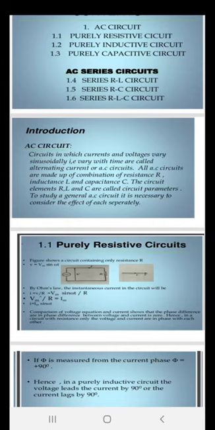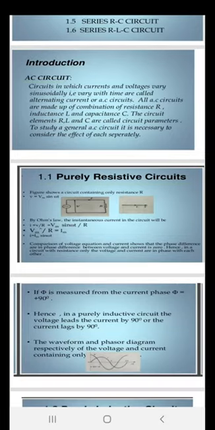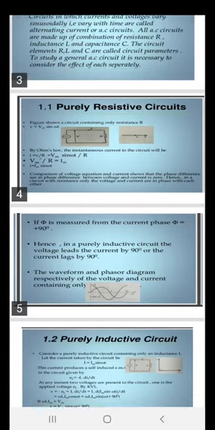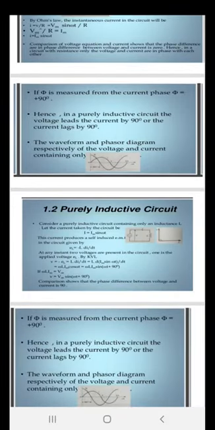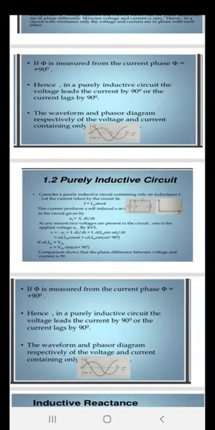Next point: if phi is the measured current phase angle of 90 degrees, as in a purely inductive circuit, voltage leads current by 90 degrees, or current lags voltage by 90 degrees. Leads is also 90 degrees and lags is also 90 degrees. The waveform and phasor diagram are as shown in the following figure. See, all of you.